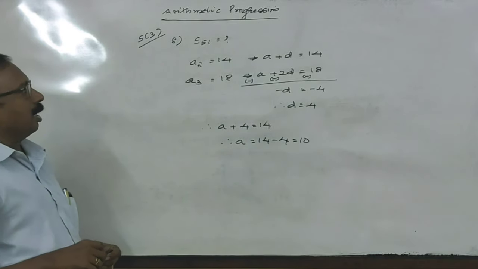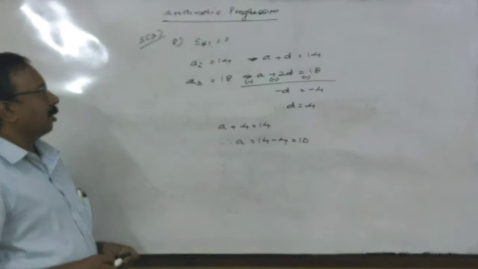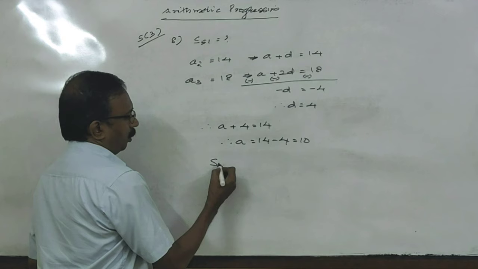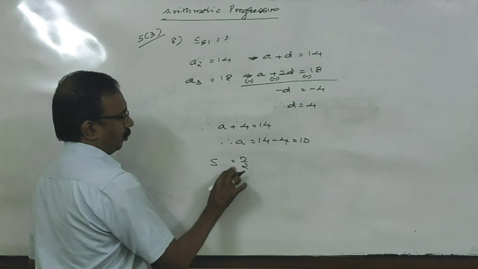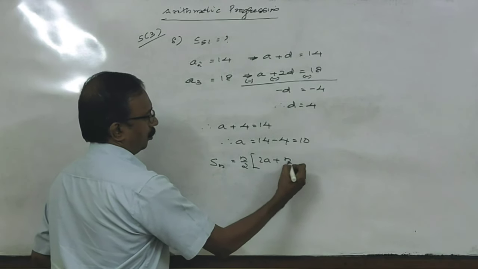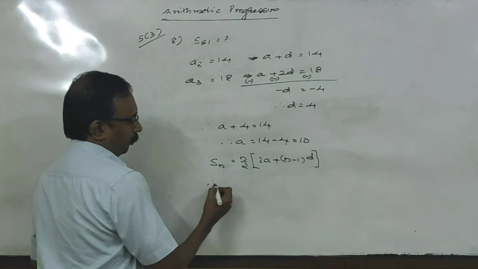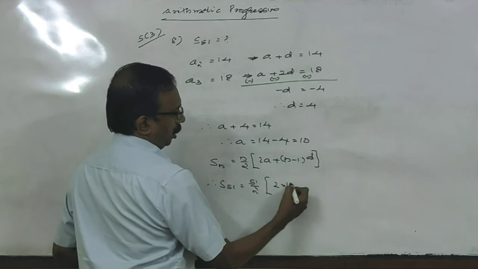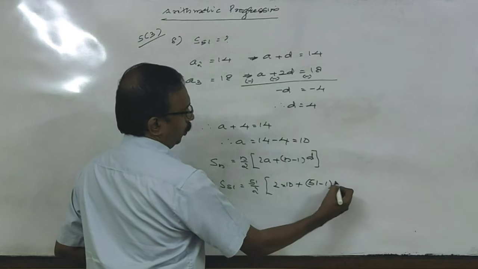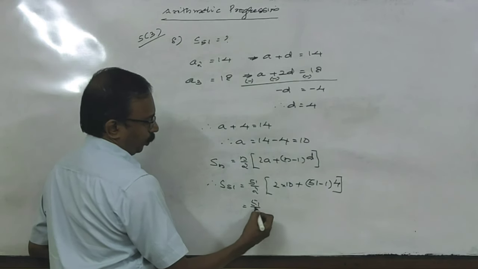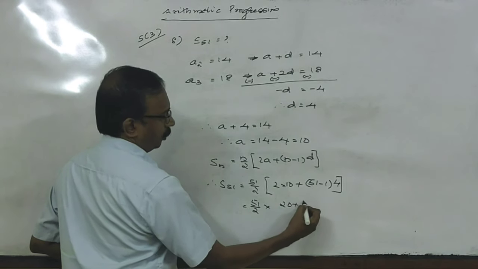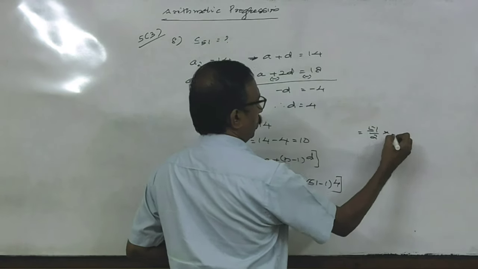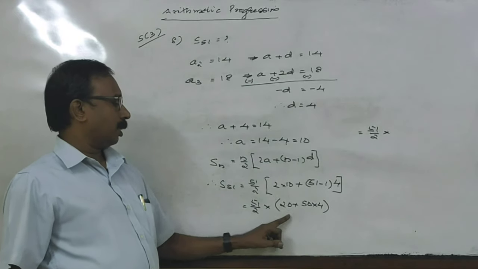Now, a is 10, d is 4, find S51. For the last term I did not find it, so use the formula. S51 is equal to 51 by 2 into 2a plus 51 minus 1 into d, where a is 10 and d is 4. That is 51 by 2 into 20 plus 50 into 4. 50 into 4 is 200, 200 plus 20 is 220.